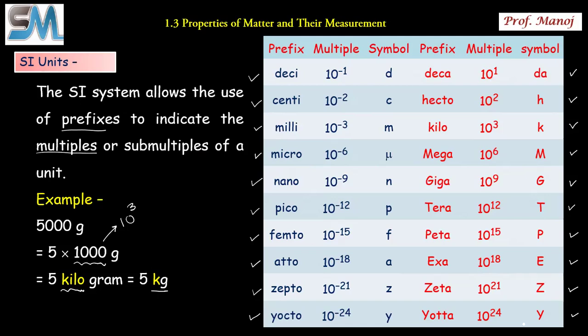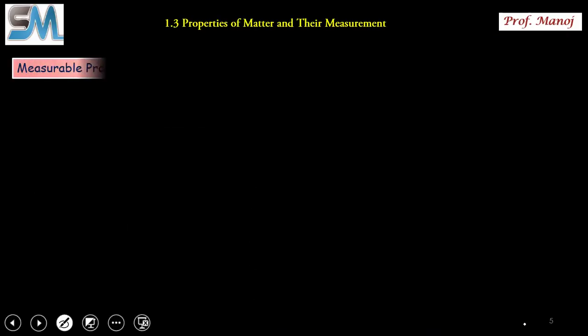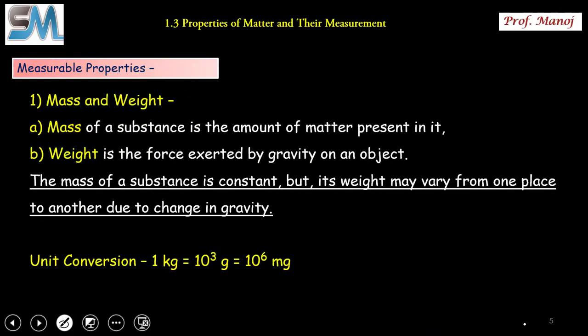We will also learn how to convert one type of multiple into another in some time. Before that, let us come to the measurable properties. In science, which are the measurable properties we use? First among them is mass or weight. In school, you must have studied the difference in them.